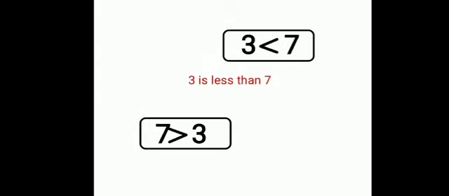From the examples below, we shall see how they are used. Let's take the first example. We have the numbers 3 and 7. So how are we going to read this? We are going to read this as 3 is less than 7. And what about this? 7 is greater than 3.